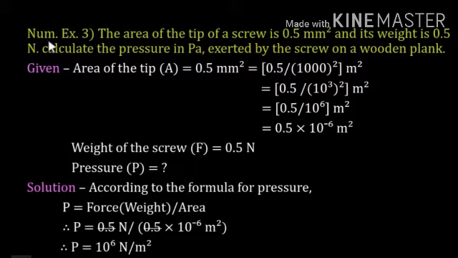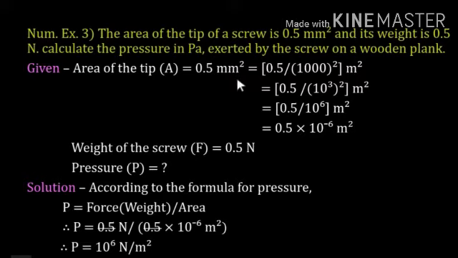Now the next, that is the third numerical example: the area of the tip of a screw is 0.5 millimeter raised to 2 and its weight is 0.5 Newton. Calculate the pressure in Pascal exerted by the screw on the wooden plank.